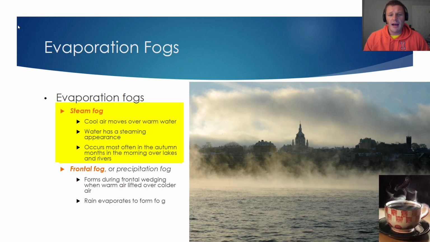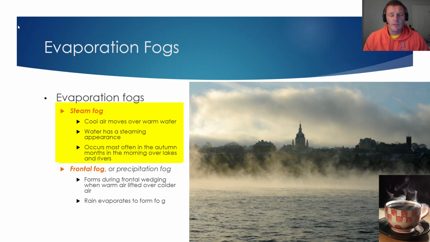Steam fogs will be most common in the autumn months in the morning over lakes and rivers. And the reason is, in the autumn months, the water will stay relatively warm. Because remember, water has a very high heat capacity. And what that basically means is, it takes a lot of energy loss or energy gain to make water's temperature change. But during the autumn months, the air can be quite cool. So if cool air moves over warm water, you can see the development of steam fog.